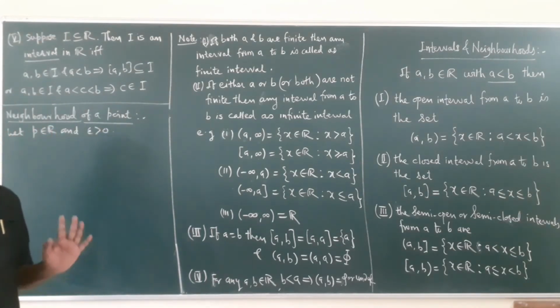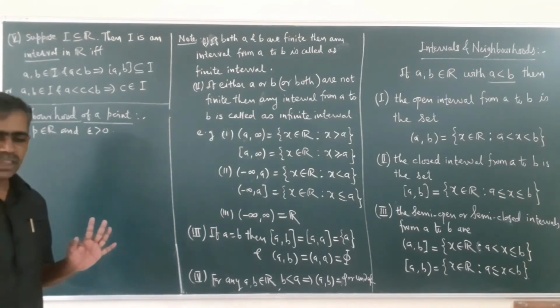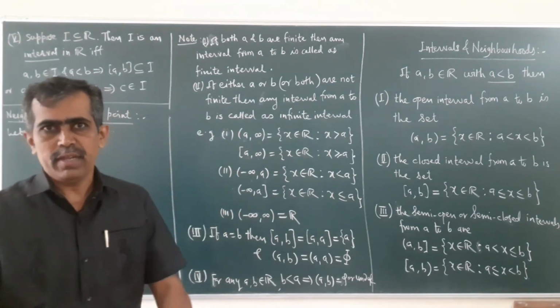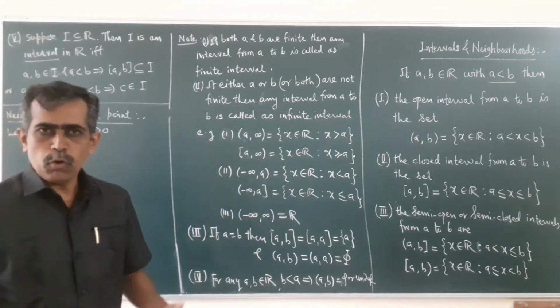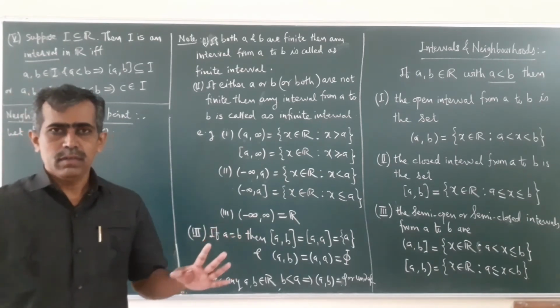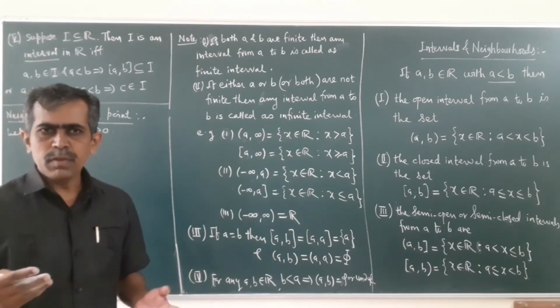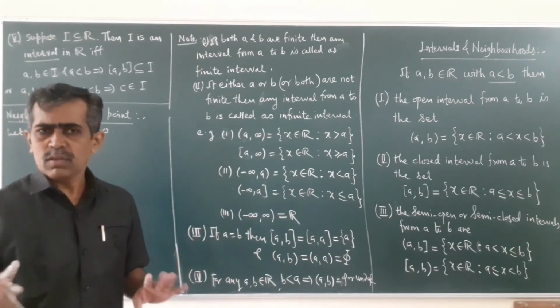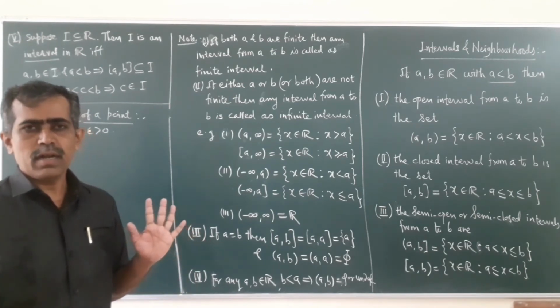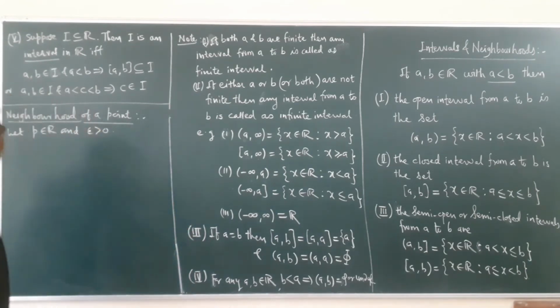Epsilon and delta are the notations used to indicate a very, very small positive real number. Epsilon may be 0.1, epsilon may be 0.01, epsilon may be 0.0001, epsilon may be 1. The only thing is that it should be a positive real number. So let P belongs to R and epsilon greater than 0.